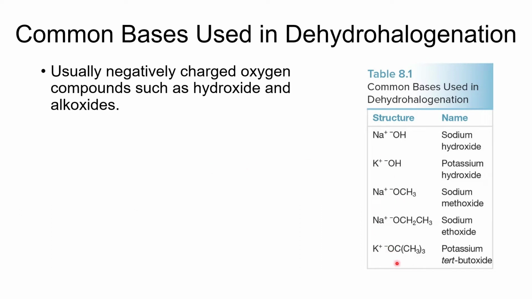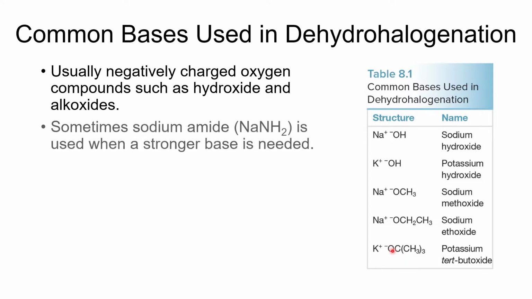And sometimes we'll want to go with something like potassium tert-butoxide, and I'll explain why that is a little bit later. But this one, it's a little bit stronger base, and it also ends up avoiding some side reactions that we don't want. Again, I will discuss that in a bit. There are other strong bases that we can use. Sodium amide, which is sodium with the NH2 minus anion.